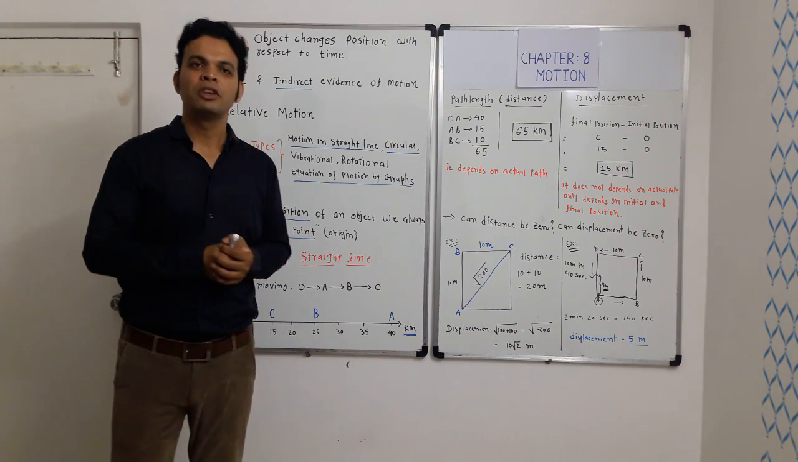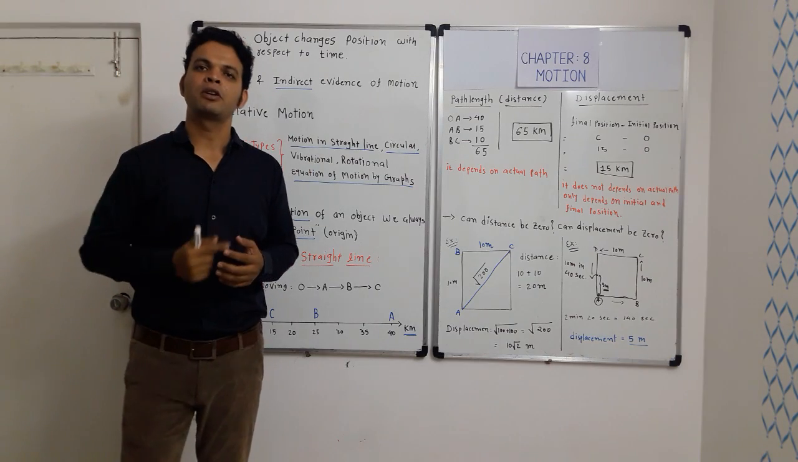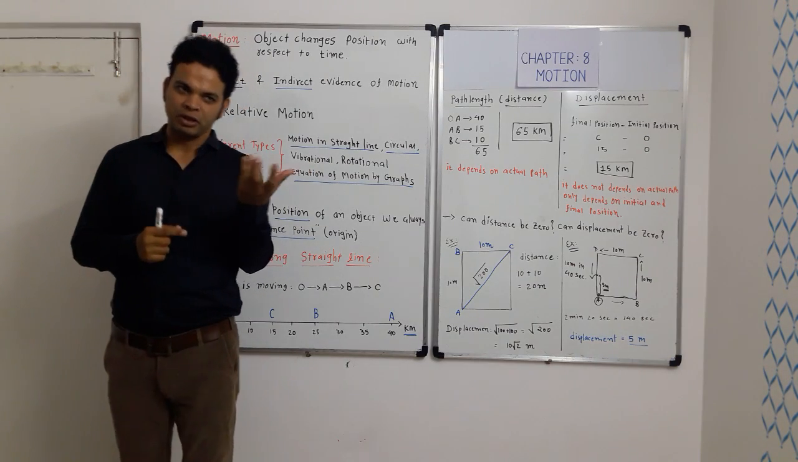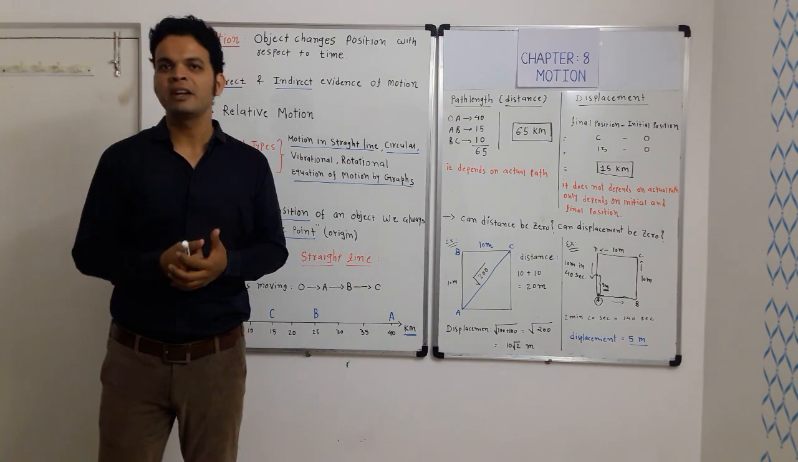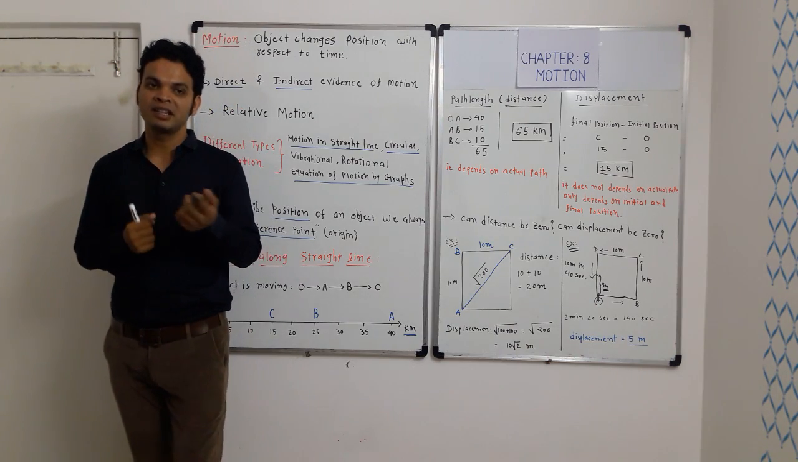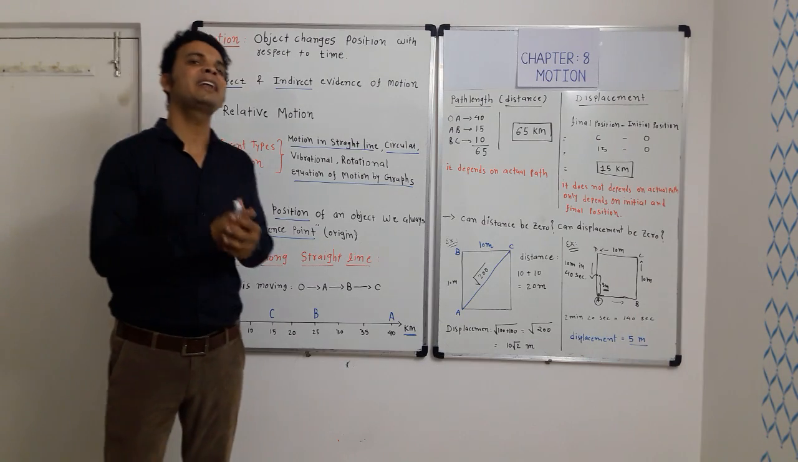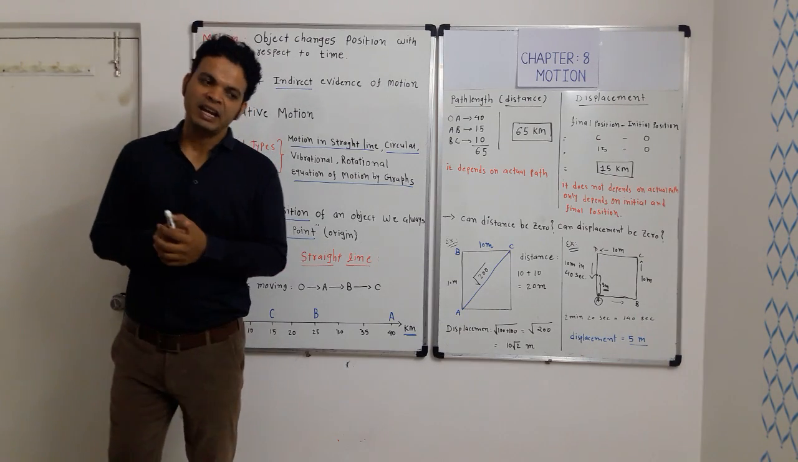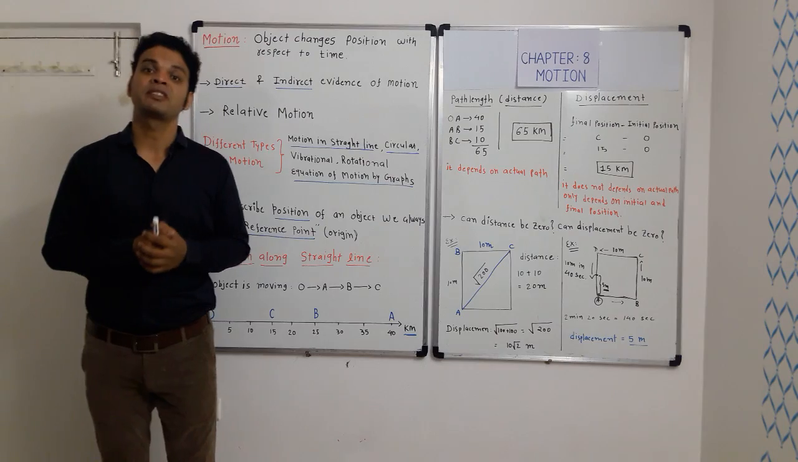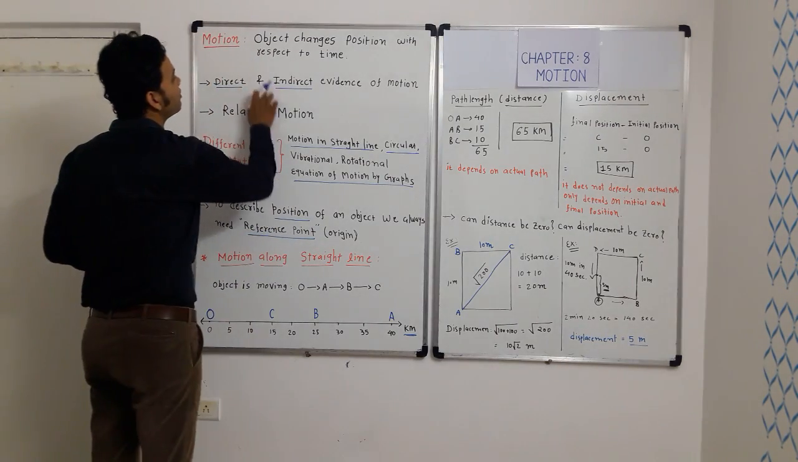Is there any other example? Can we see the motion of the earth, be it around the sun or the rotation on its axis? We cannot see it, we cannot feel it, but how can we come to know that the earth is rotating? We can come to know by indirect evidence like day and night occur or seasons change. So these are examples of indirect evidence.